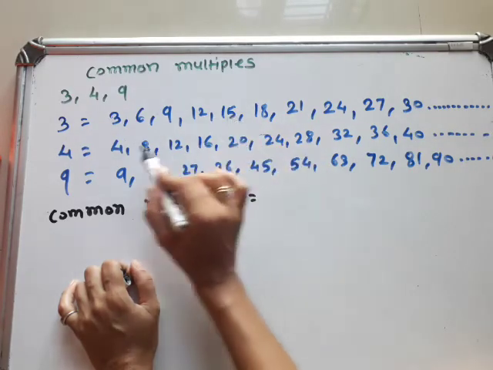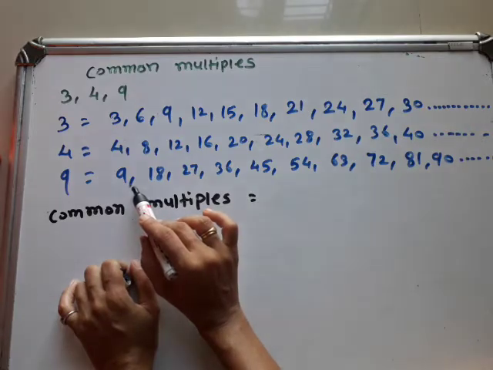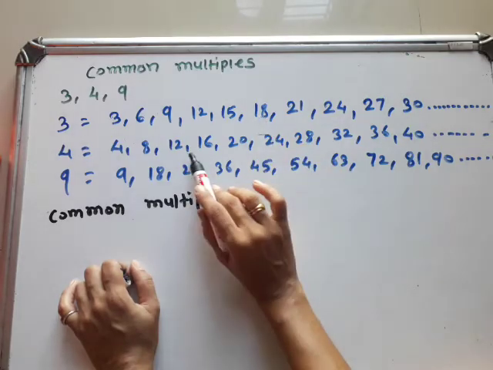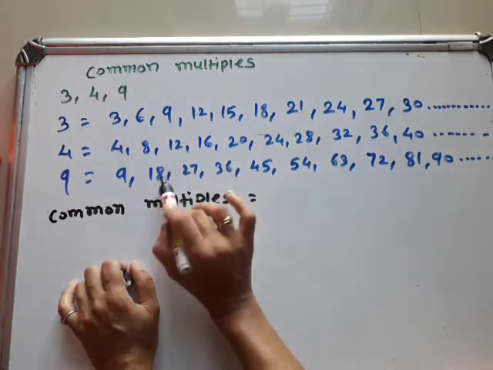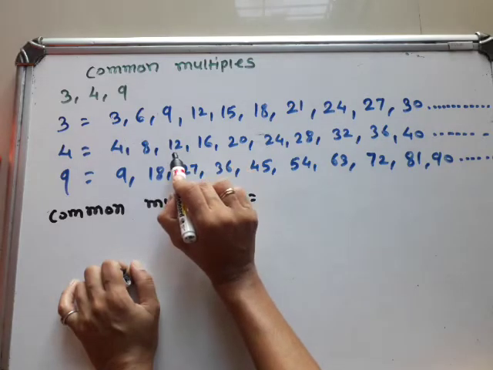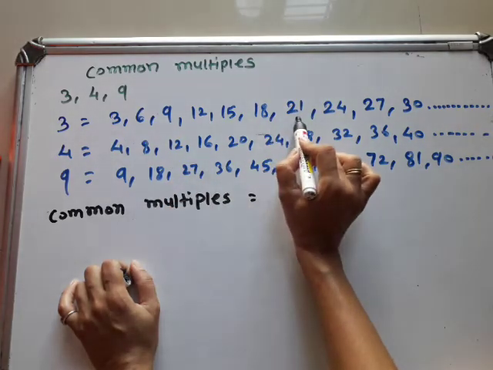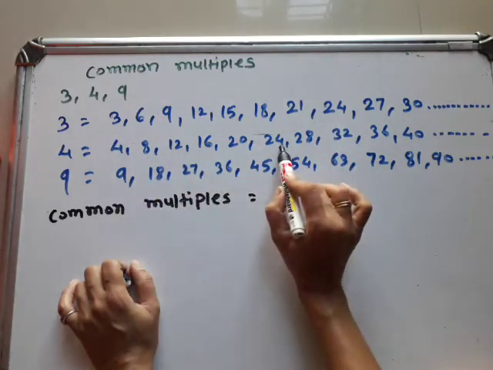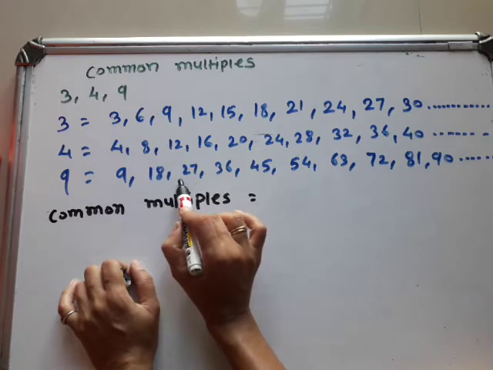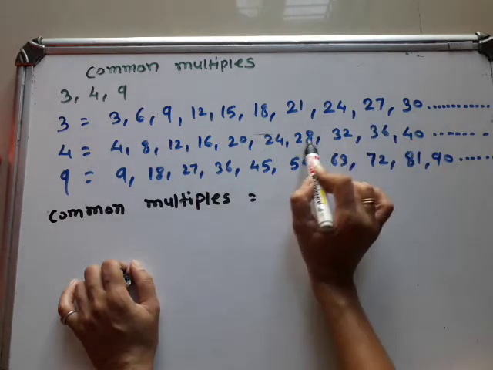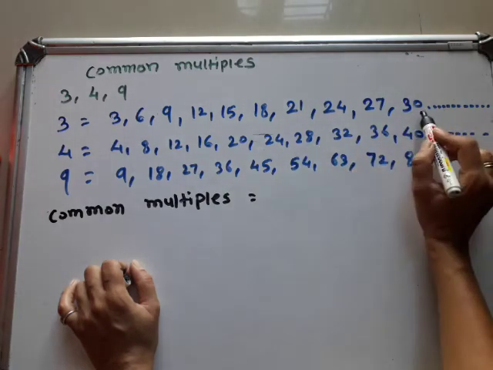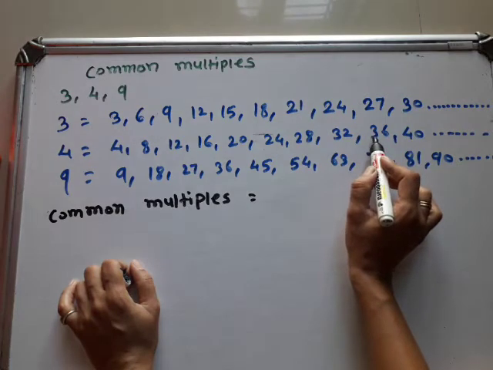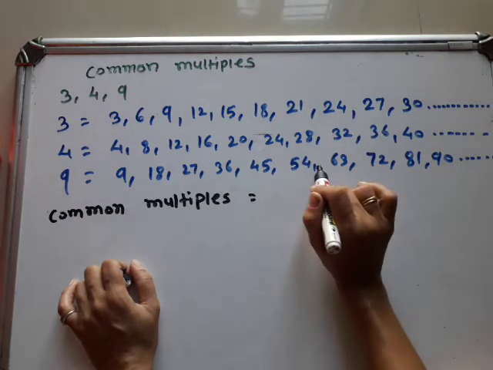Then next 15. 15 is not there. Then next number 18. 18 is here, but it is not in the table of 4. Then 21 again not possible. Then 24, this is here but not in the other table. Then next 27. 27 is not in the table of 4. Then next 30, not in the table of 4 either.